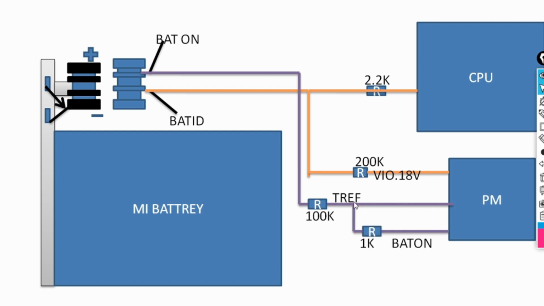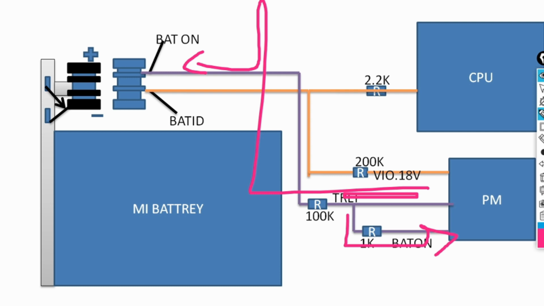Here TRF temperature reference line with 100k resistance. Through this line 1.8 or 2.8 voltage goes to the battery connector. After divider circuit works, through this line power IC senses whether there is a temperature issue. If there is a temperature issue, through this line PMIC senses temperature, whether the divider circuit is working properly or not, or any kind of temperature issue or not, right? Now this is how BAT temperature line works.